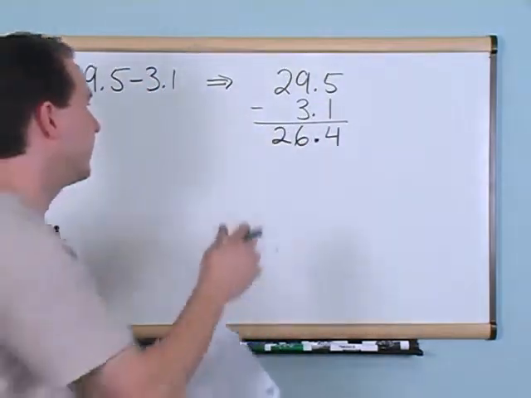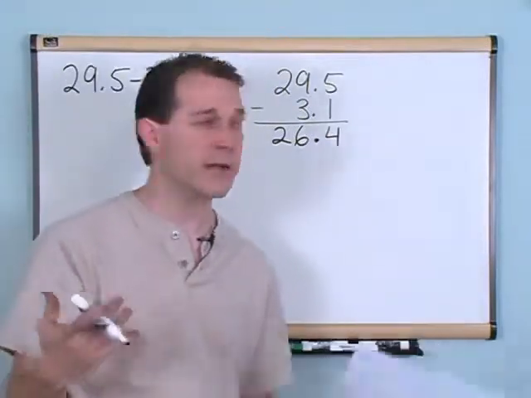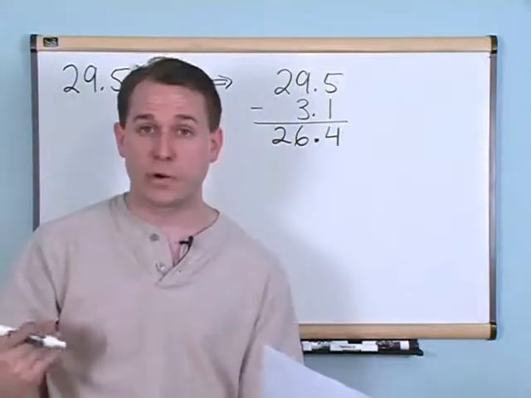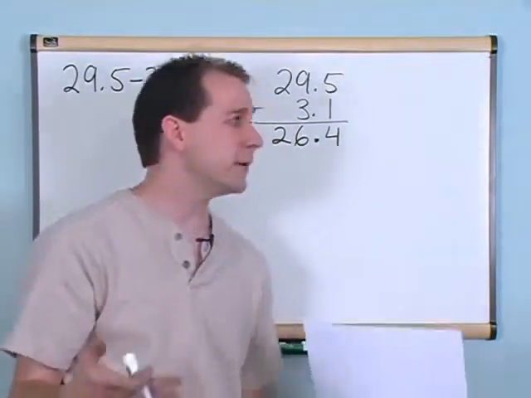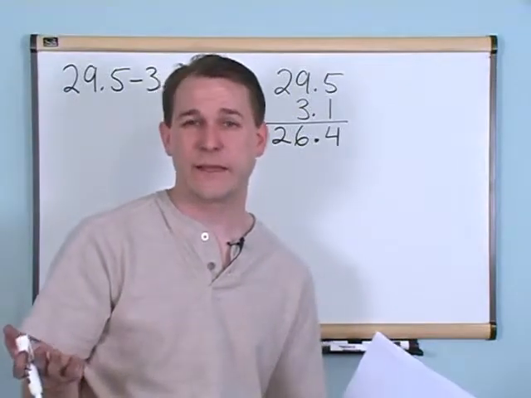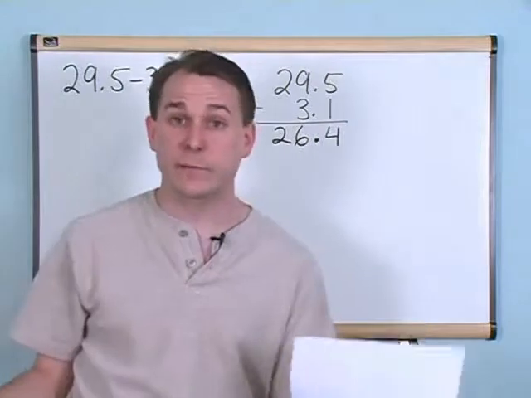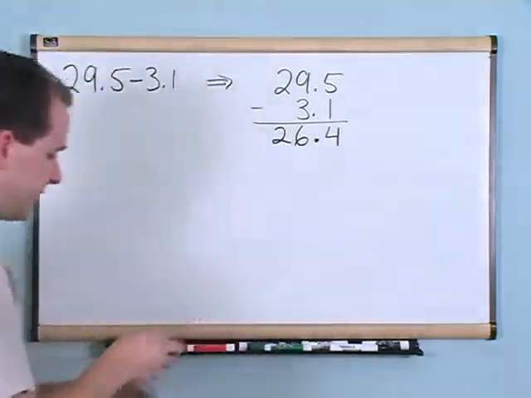And that makes a lot of sense because you started with 29 and 0.5, which is roughly 29. And you have 3.1 you're subtracting off. So you know that 29 minus 3 is going to be around 26 or so, okay? Now you've got these decimals here, and so it's not quite exactly equal to 26, it's 26.4. So the answer kind of makes sense, okay?